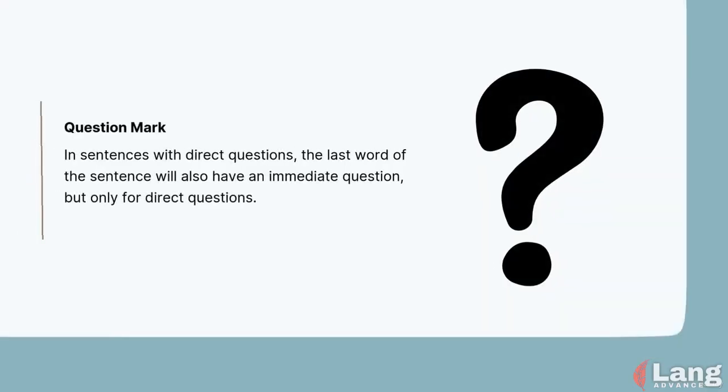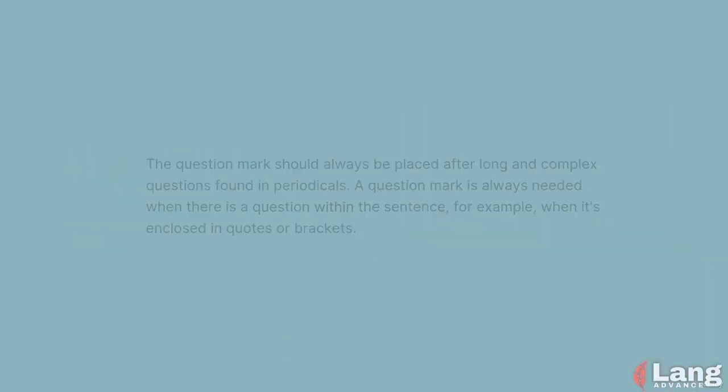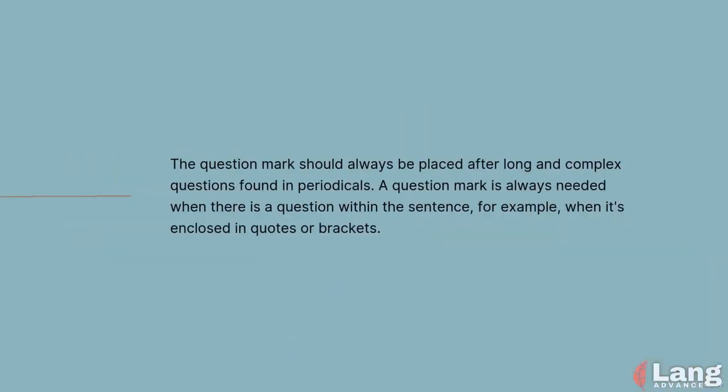Question mark. In sentences with direct questions, the last word of the sentence will also have a question mark, but only for direct questions. A question mark is not required in indirect questions. Using a question mark at the end of a sentence classified as a request does not need to be framed as a question. The question mark should always be placed after long and complex questions found in periodicals. A question mark is always needed when there is a question within the sentence, for example, when it's enclosed in quotes or brackets.